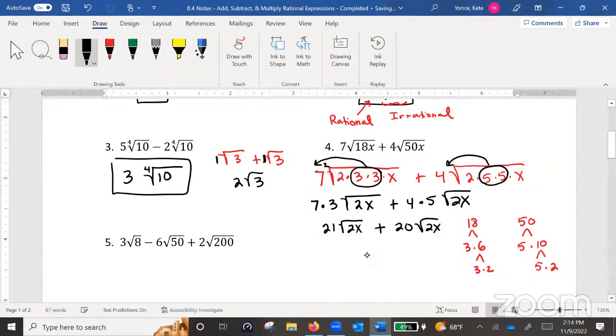41 what? Okay, yeah. So now they are like terms because we simplified. If they're not, your goal is going to have to be to simplify both of those, which we learned the other day. If you did your homework, that should be something you know how to do. Then once we have the same radical, we add our coefficients. So 21 plus 20 is 41, and our radical does not change.